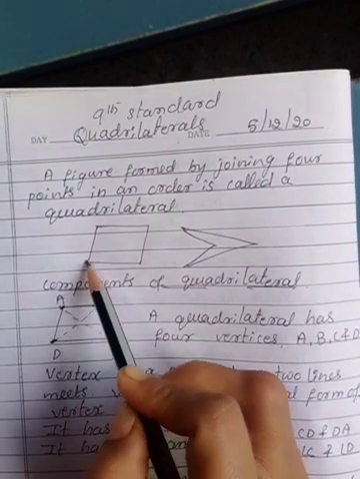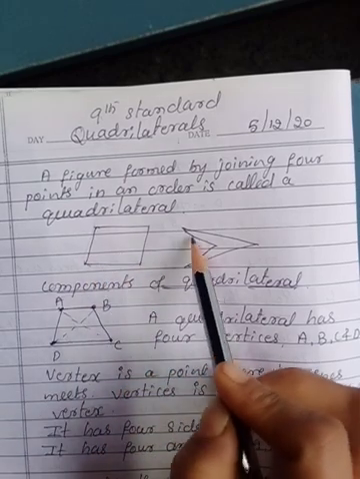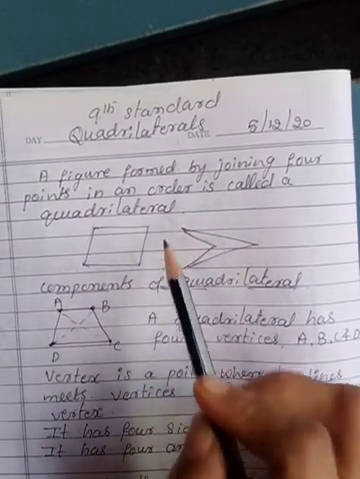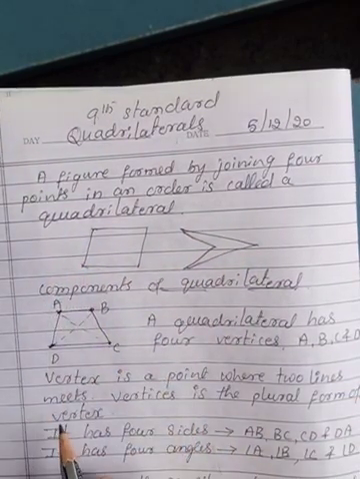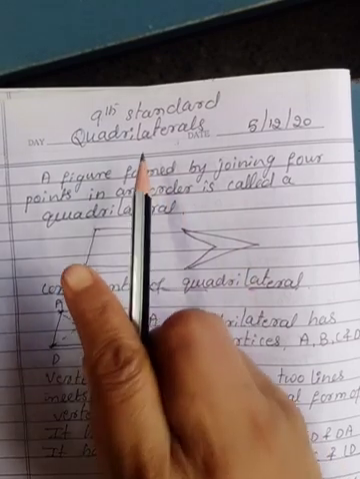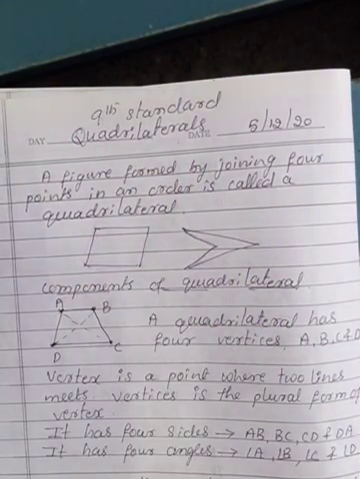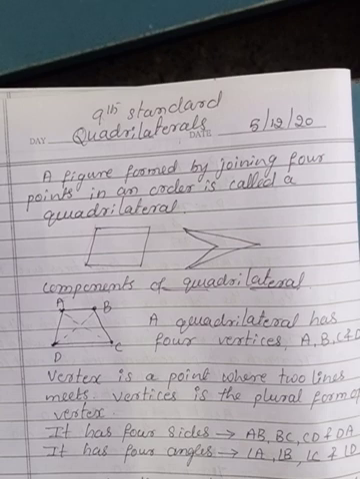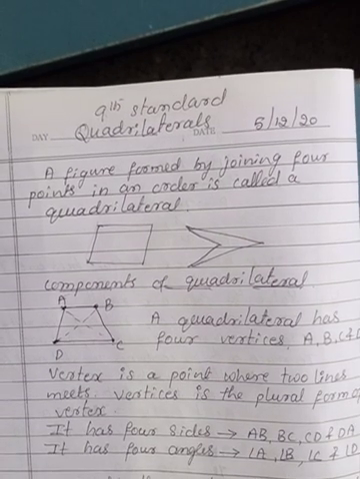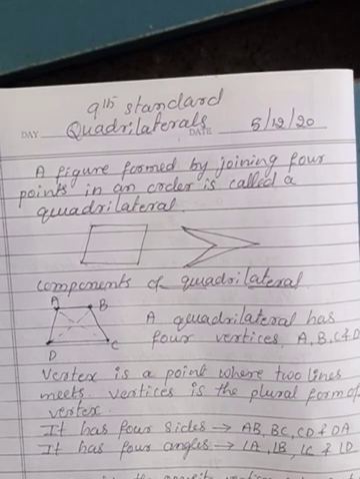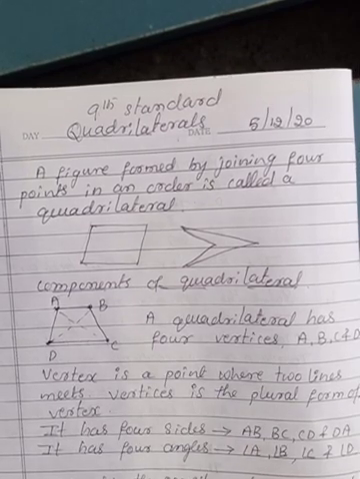See here, 4 points. It is one example here. Four line segments. Actually, quadra means four, lateral means lines. So, a figure bounded by four line segments is called a quadrilateral. Now let us come to know what are the components a quadrilateral will be having.